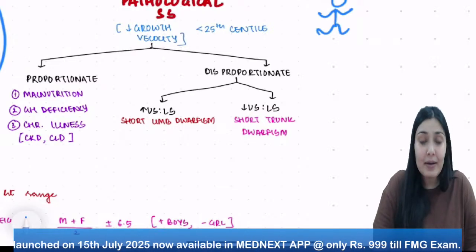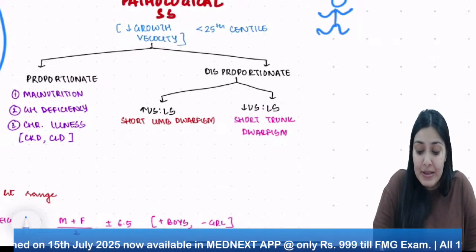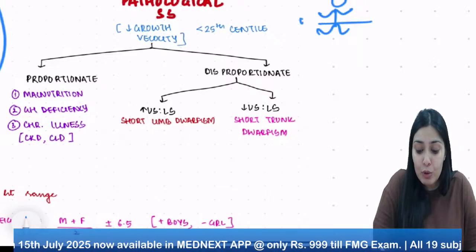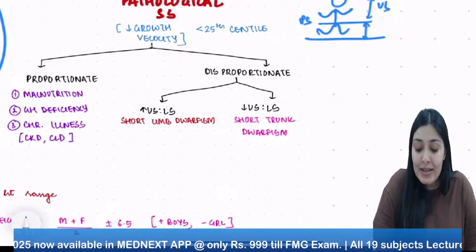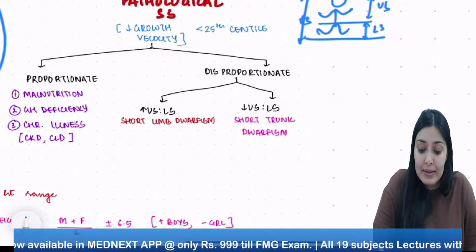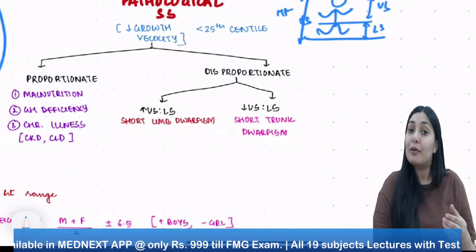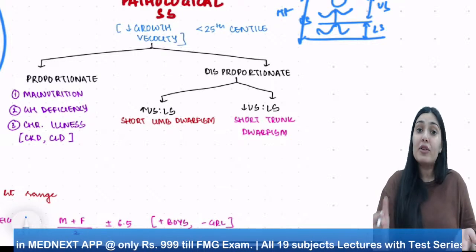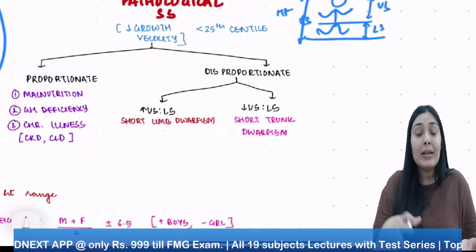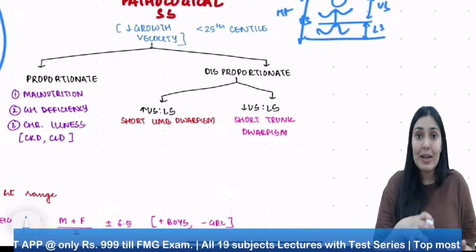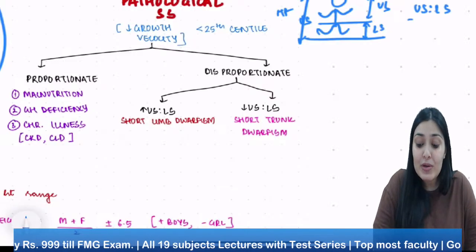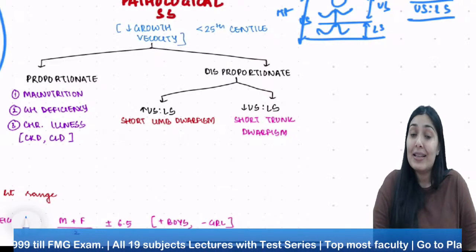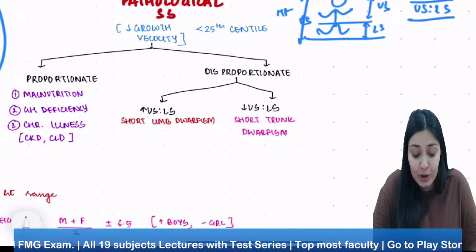If this is my child, then the upper segment is from the top of the head till pubic symphysis. This is the upper segment. And the lower segment is, if I subtract the upper segment from my total height, that would be the lower segment. If the child is proportionately small, the upper segment is also small, lower segment is also small. That means my upper segment to lower segment ratio is appropriate for that age. This would be proportionate short stature.